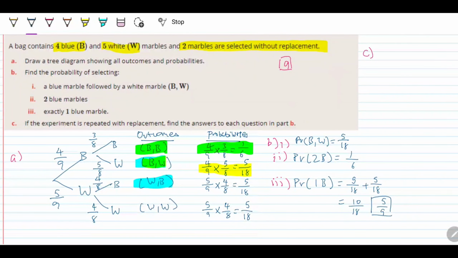And finally, in part C, this is asking me if the experiment is repeated with replacement, find the answers to each question in part B. So for this question, we're going to need a bit more space. Let me redraw our tree diagram with replacement.